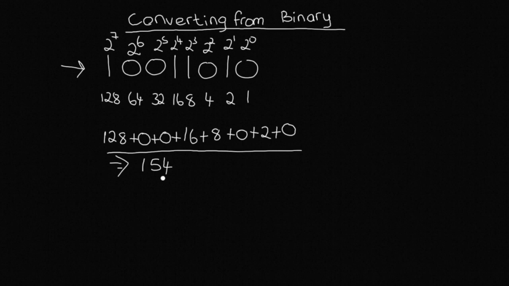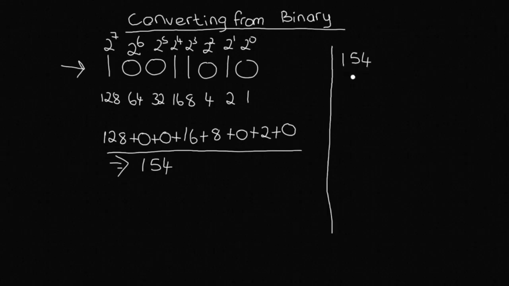Now, another way you can do this is if you have, let's say, a number. Let's imagine you had the number 154. If we have the number 154 and we want to convert this into binary, this time we're given a number and we want to convert into binary, what we could do is get our number that we're given, so 154.